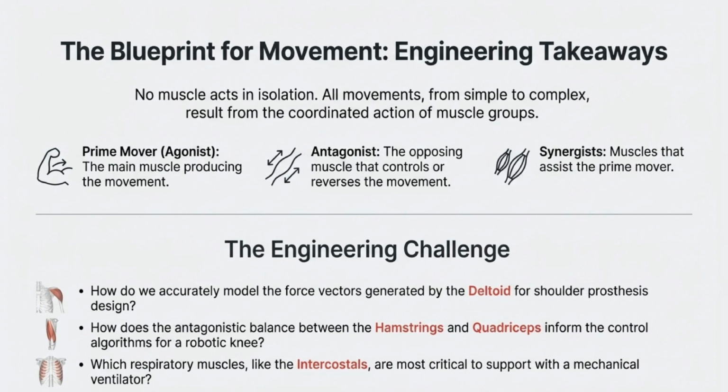How do we accurately model the force vectors of the deltoid for shoulder prosthetics? How does the antagonistic balance between the hamstrings and quadriceps inform control algorithms for a robotic knee? And finally, which respiratory muscles, such as the intercostals, are most critical to support with a mechanical ventilator?